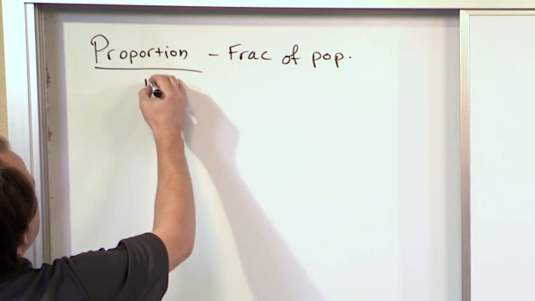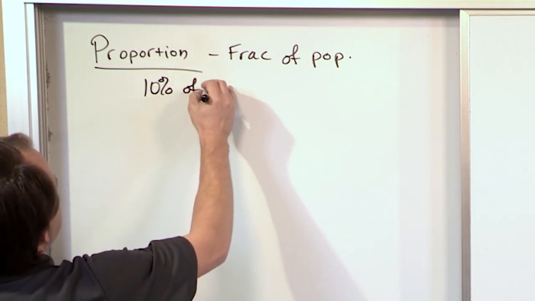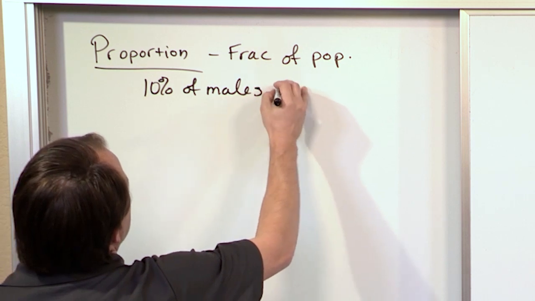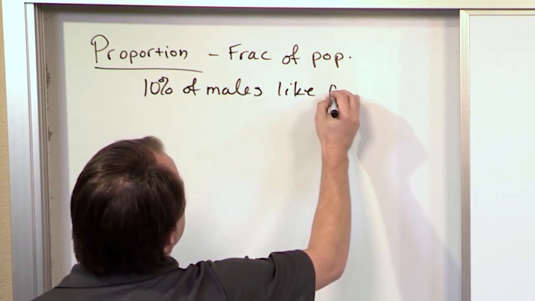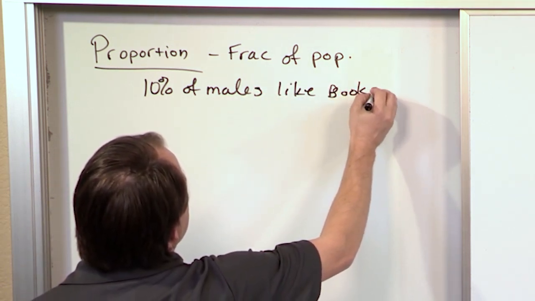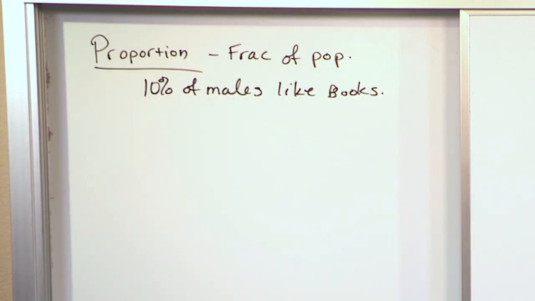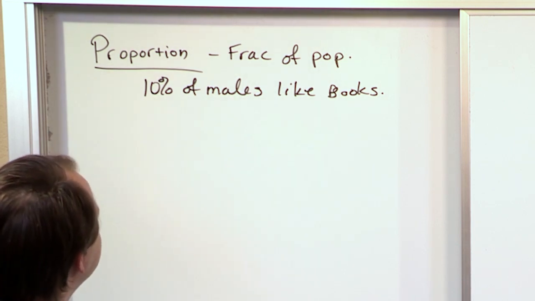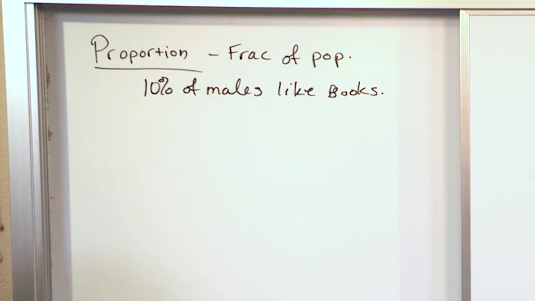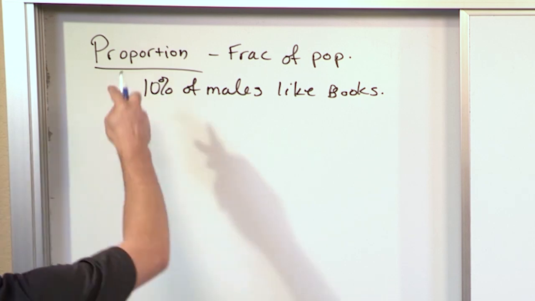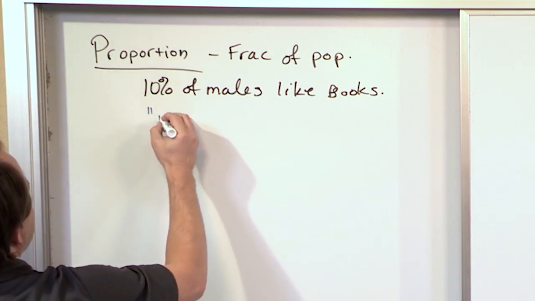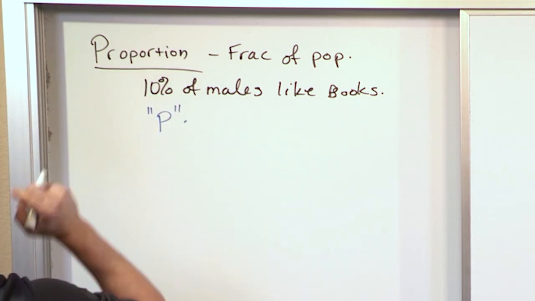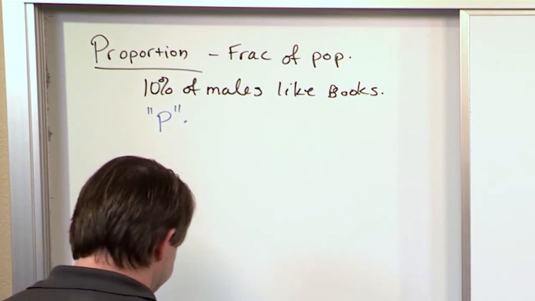So for instance, it could be 10% of males like books. This is just a proportion. So if you're talking about the entire population, it would be 10% of all males in the population like books, and so on. And we denote this proportion with just a lowercase p. That means the population proportion.